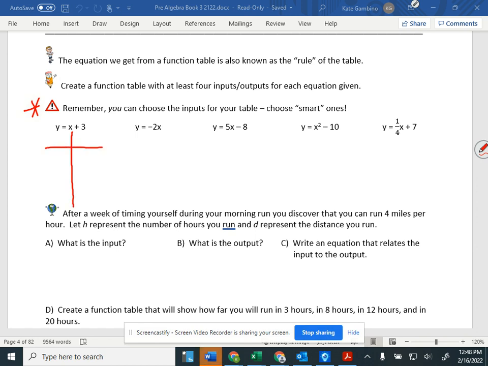So the first thing we want to do is our table. We have the x and we have the y, our input and our output. And then we could do x equals 1. So if we put a 1 in for x, what's my output going to be, Edward? 4. What could I do for another input?